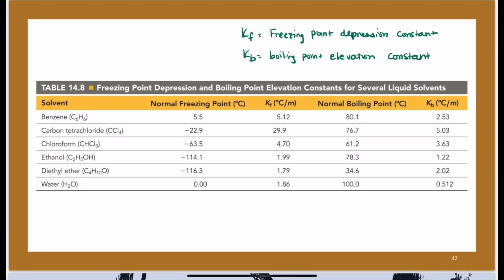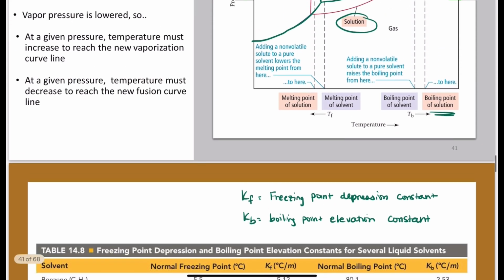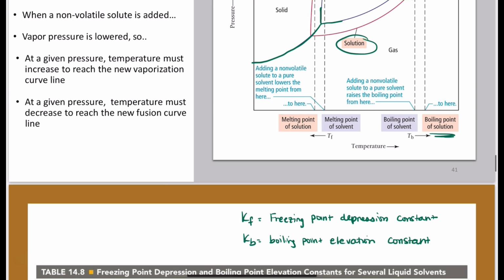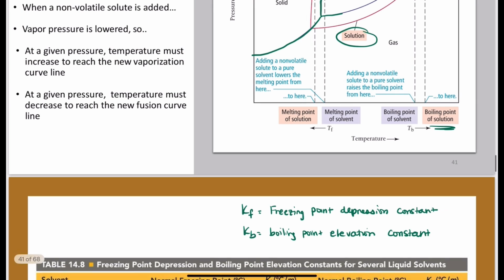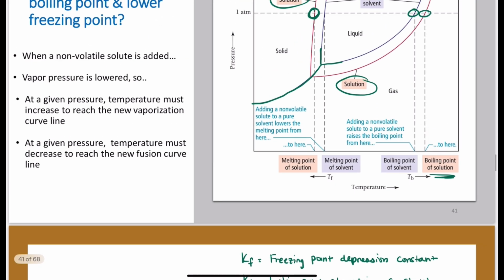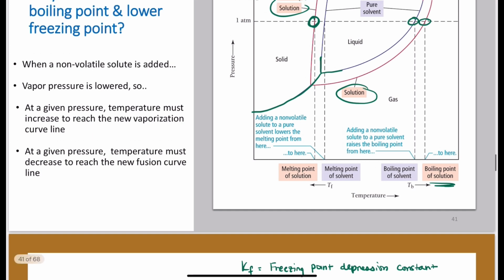So I was just thinking about the fact that freezing point gets colder, boiling point gets hotter. Like, boiling is hot, so it gets hotter. Freezing is cold, so it gets colder. But if you ever need any of these values to do any of the examples, you can see them here. They would be provided to you if you needed them, okay? Making sure I got everything written down here. Yes, okay. So, again, vapor pressure is lowered. So, at a given pressure, the temperature has to increase to reach the new vaporization line. At a given pressure, temperature must decrease to reach the new fusion line.